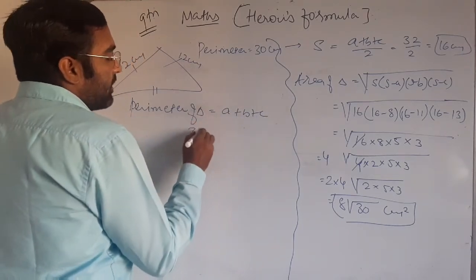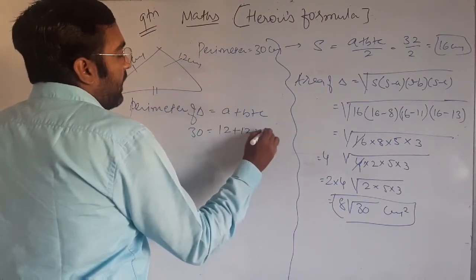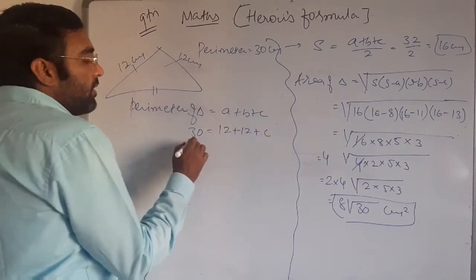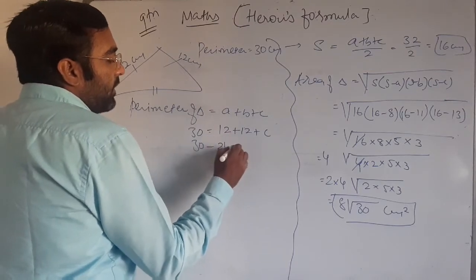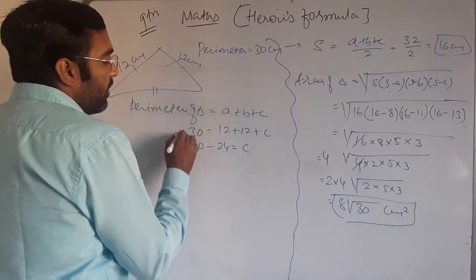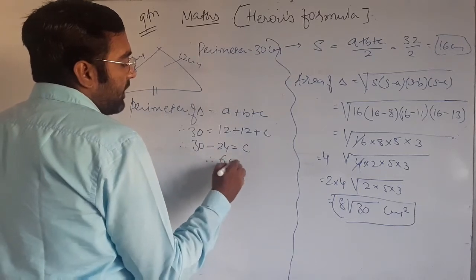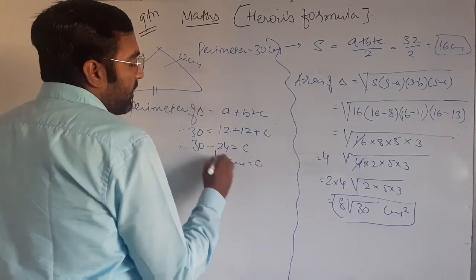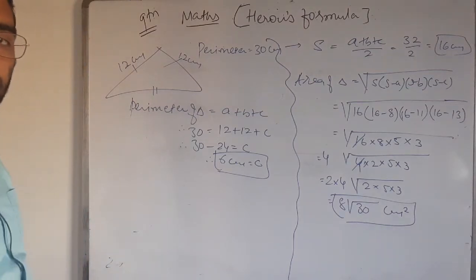So the perimeter is given as 30, two equal sides are given as 12 and 12, and the third side is not given. So 30 minus (12 plus 12), that is 24, equals c. So your third side is 30 minus 24, that is 6 centimeter. Okay, your third side is 6 centimeter.